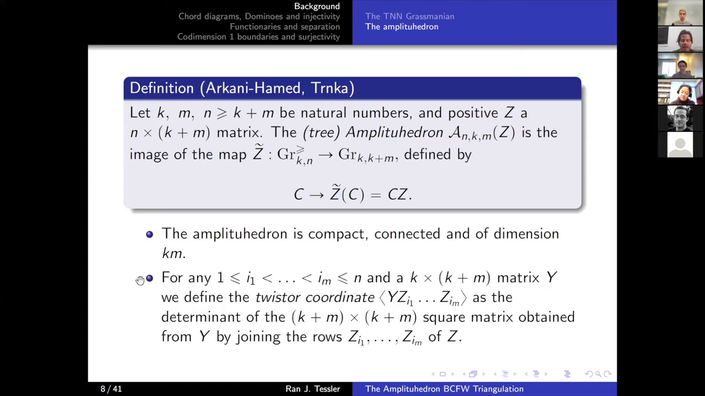Now for any M-set of indices, we can define the so-called twistor coordinate, which generalizes the Plücker coordinate. So given M indices I_1 to I_M, and a K times (K+M) matrix Y, the twistor coordinate is defined as the determinant of the square matrix obtained by taking Y, joining to it V_{I_1} to V_{I_M}. So we get a square matrix and take its determinant. And it turns out that these coordinates are very natural from the point of view of the amplituhedron.